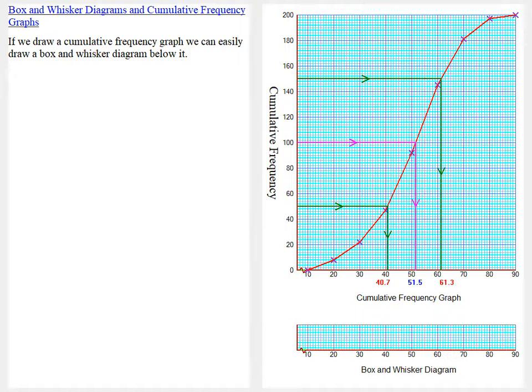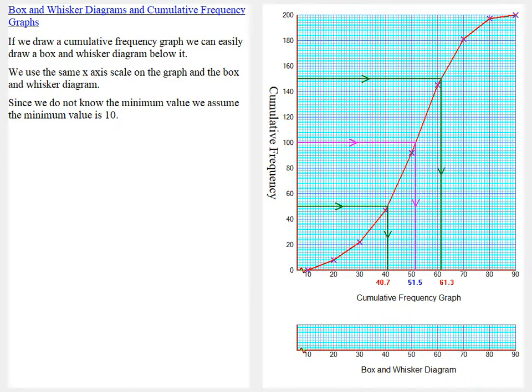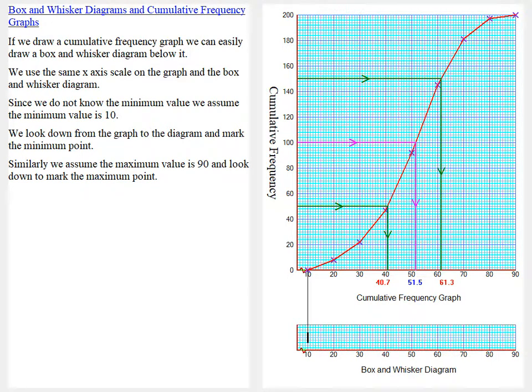Now if we have grouped data, box and whisker diagrams match up very well with cumulative frequency graphs. If we draw a cumulative frequency graph, we can easily draw a box and whisker diagram below it. We use the same x-axis scale on the graph and on the box and whisker diagram. Now since we don't know the minimum value, we assume the minimum value is 10. We look down from the graph to the diagram and mark the minimum point. Similarly, we assume the maximum value is 90 and look down to mark the maximum point.